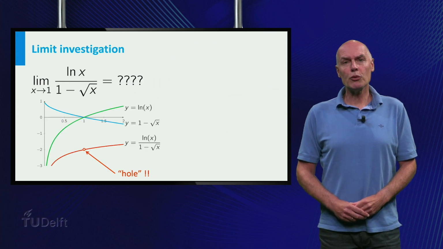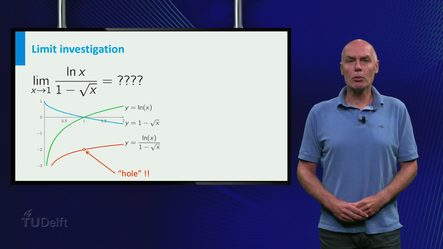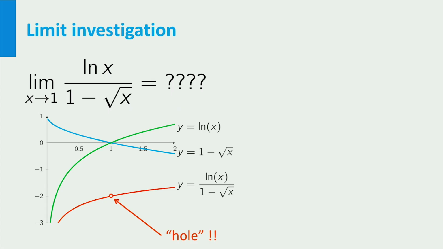Still, let's attempt to evaluate the limit by looking at some graphs. The green curve represents the numerator, the natural logarithm of x. The blue curve, the denominator, 1 minus the square root of x, and the orange curve, the division of the two. Note that the orange curve has a hole at x is 1, since the fraction is of the 0 divided by 0 type and does not exist there. The curve suggests that the limit is minus 2.